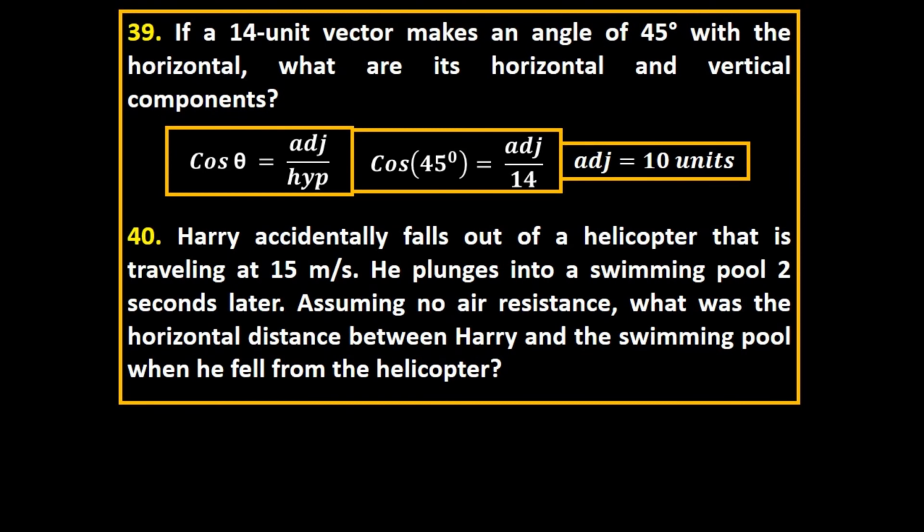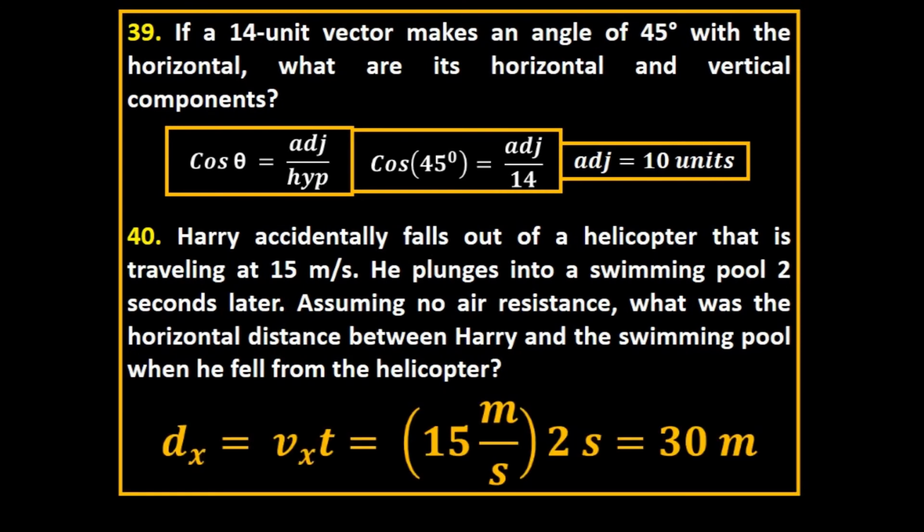14 of. So the next one, it says Harry accidentally falls out of a helicopter that is traveling at 15 meters per second. He plunges into a swimming pool 2 seconds later. Assuming no air resistance, what was the horizontal distance between Harry and the swimming pool when he fell from the helicopter? Well, thank God there was a swimming pool.